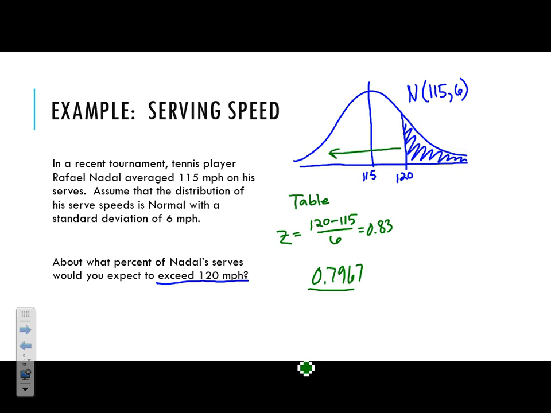Now, what I need to remember is that this number, 0.7967, represents everything to the left of our z-score. Well, in this problem, I want things to the right. Okay? What do you remember about a normal distribution? Right, it has a total area of what underneath it? Well, hopefully you just said 1, right?